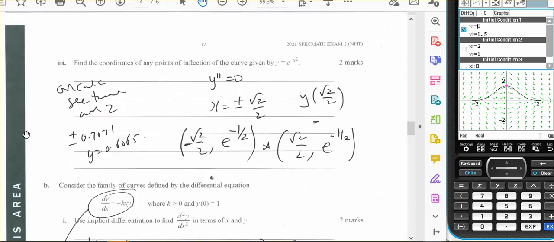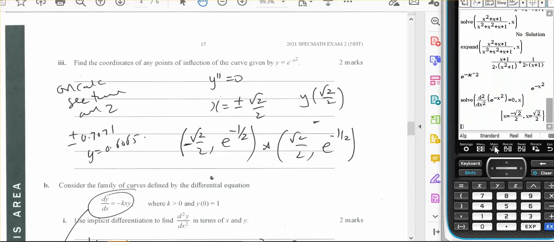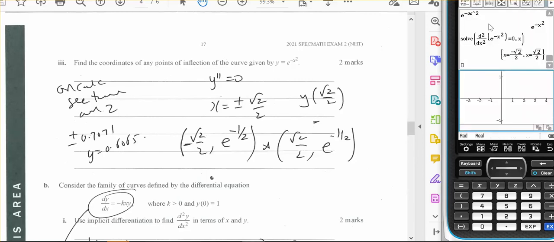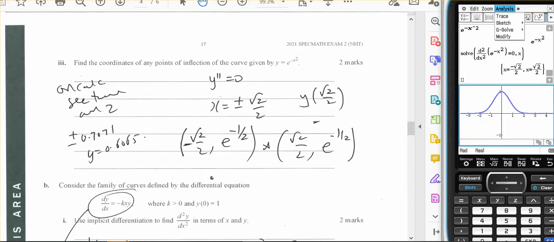Over the page, the coordinates of any points of inflection. So what I've done is I've made sure that I had points of inflection. I've opened up a graphing window. I have taken the expression, which is e to the minus x squared. If I go to Analysis, G-Solve, Inflection, it will find the points of inflection. And I can see that there are 2 of them, but they don't give it to me in exact form.